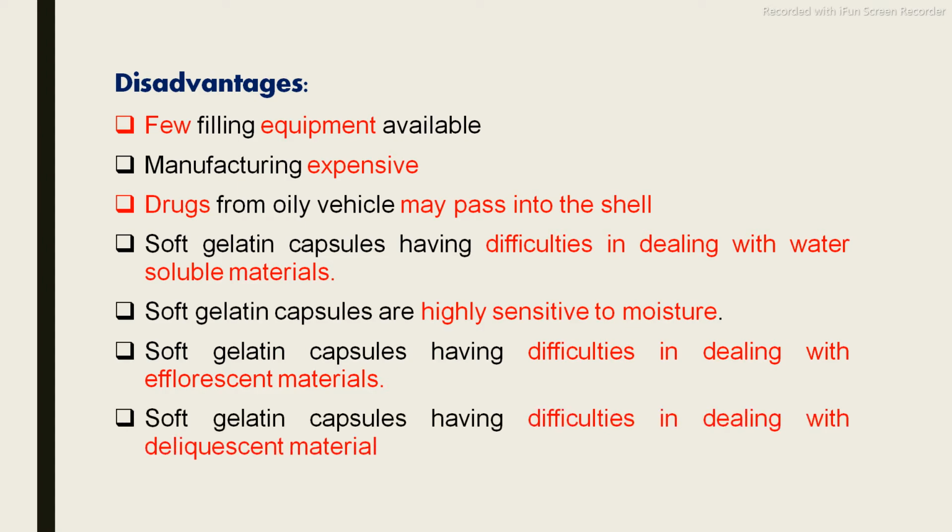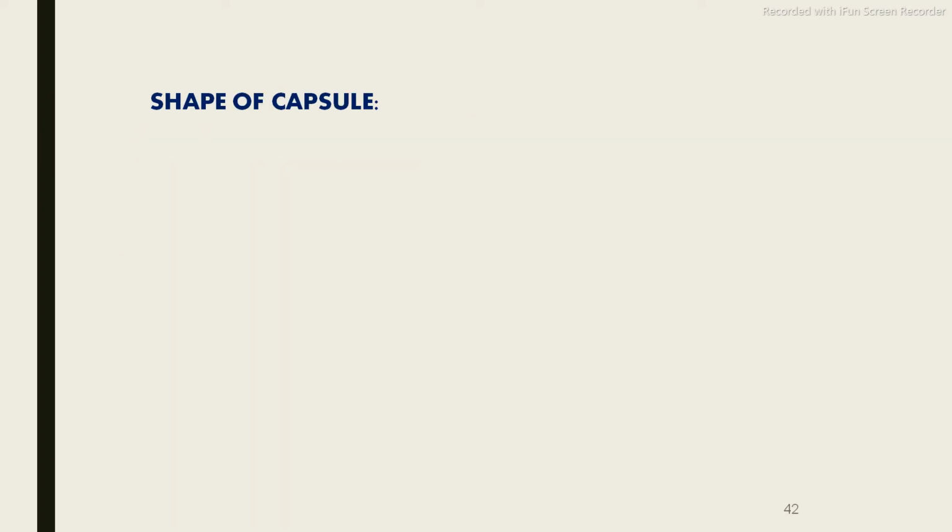In the same way, it has difficulty in dealing with deliquescent material. Deliquescent means that which can absorb moisture from your soft gelatin capsule. Once the moisture is absorbed by the deliquescent material, your soft gelatin capsule may become harder in nature and it may become fragile or it may break. That's why soft gelatin capsule is not suitable for efflorescent and deliquescent materials.